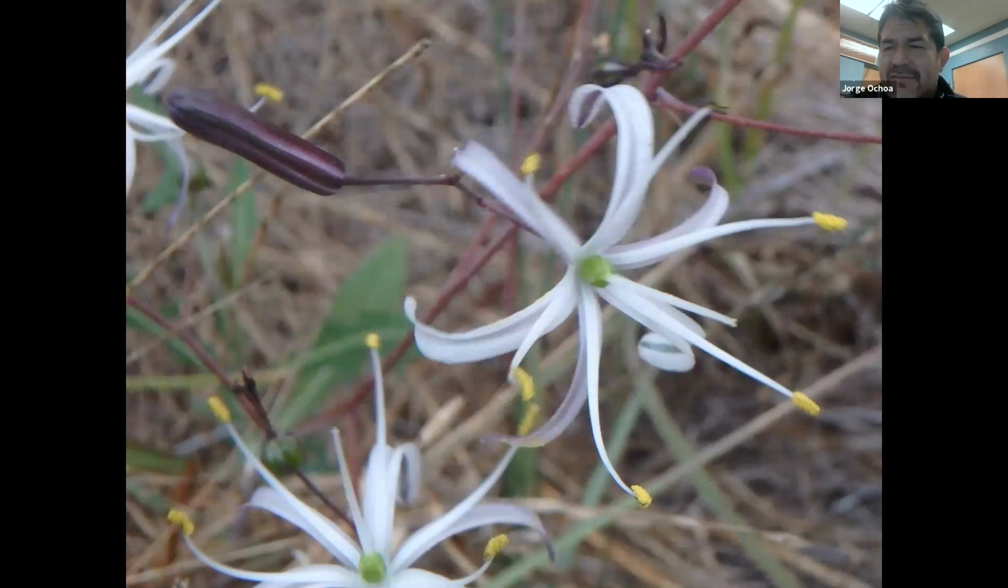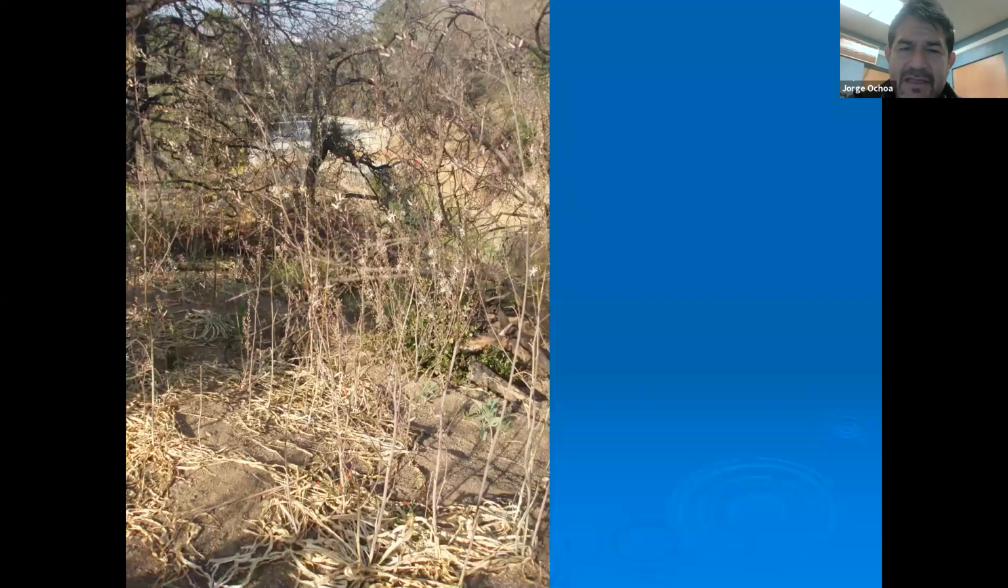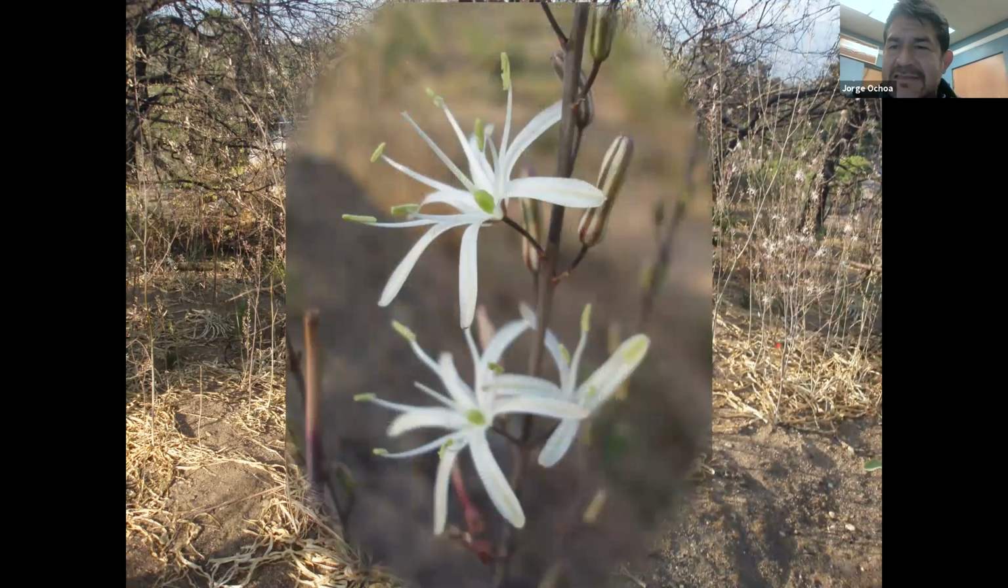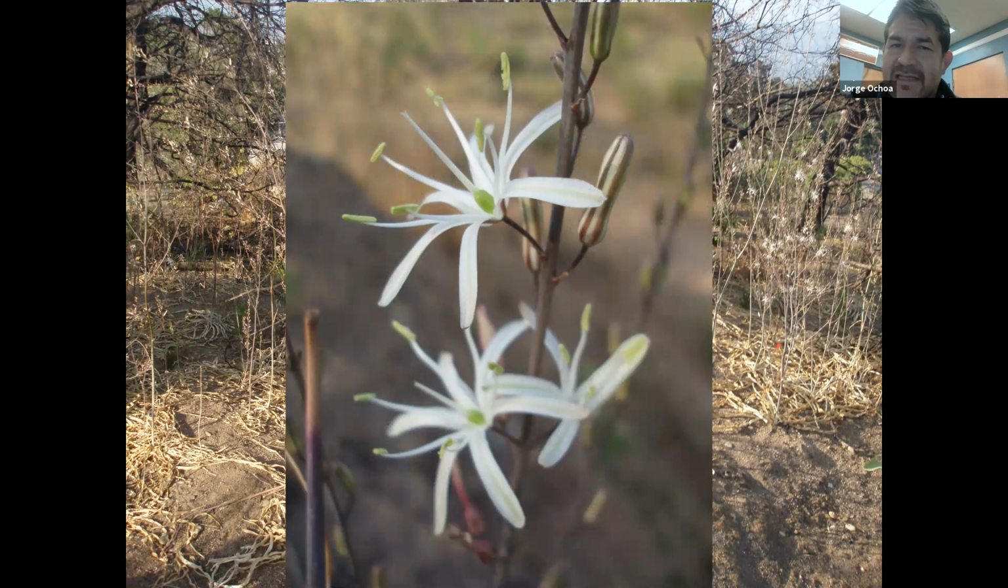So it has very similar flowers, not too sophisticated in this case. And here's the chlorogalum that would have been native to Southern California. The photographs here are from Griffith Park. In this case, the flowers are going to be pollinated by nocturnal insects or animals.